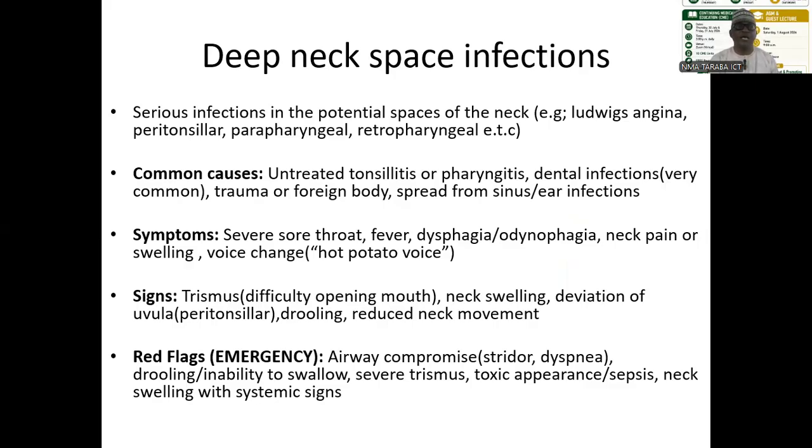And the symptoms are usually severe sore throat, fever, painful swallowing, discomfort in swallowing, neck pain or swelling, voice changes, and hot potato voice. Signs include trismus, that is difficulties opening the mouth. In some spaces, patients can even open their mouth. Also neck swelling, deviation of uvula like in peritonsillar abscess, drooling of saliva, and reduced neck movement. The red flag is when there is airway compromise, you have to refer this patient.